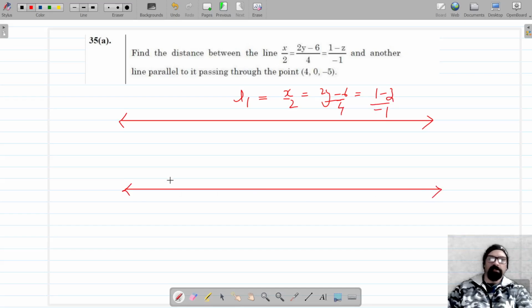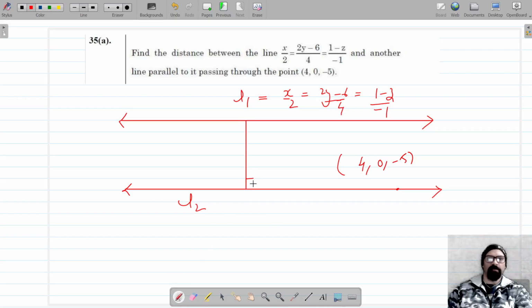And there is another line L2, which is passing through the point 4, 0 and negative 5. These two lines are parallel. We have to find the distance, that is the perpendicular distance between these two lines.